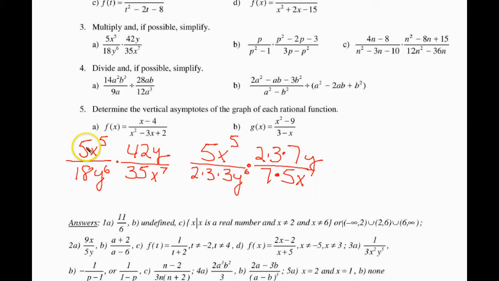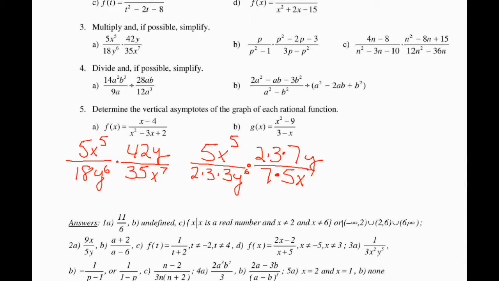So what I did is I took the 5 and I just wrote that. But the 18 I wrote as 9 times 2. 3 times 3 is 9. These are the factors of 18. And then 42 is 6 times 7. 2 times 3 is 6, times 7. And then 35 is 7 times 5.